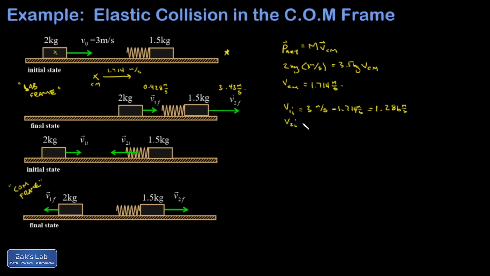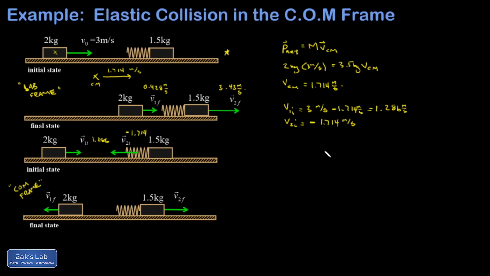V2 initial is easier. It was stationary in the lab frame. Now I'm running at it at 1.714 meters per second. So it's going to be moving to the left with respect to the center of mass at 1.714 meters per second. I'm just going to get those into the picture. That's 1.286. And this one is 1.714 to the left.